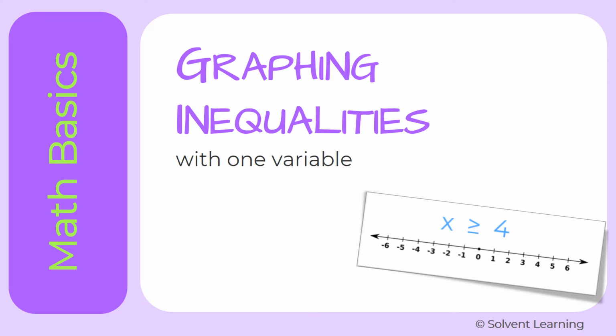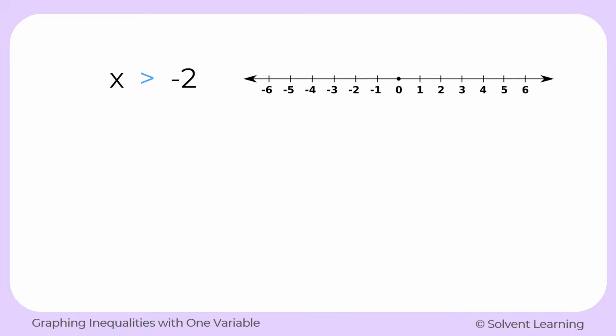In this lesson, we'll learn how to graph inequalities with one variable. We're going to see that we can represent all of the solutions to our inequality on a number line. Here we have x is greater than -2, and we want to represent that on our number line. So somehow we have to show that x can be any number that's greater than -2.